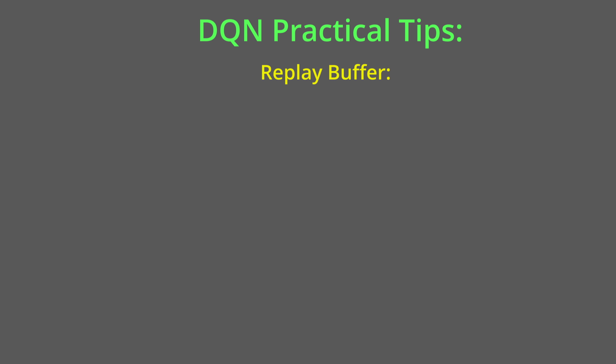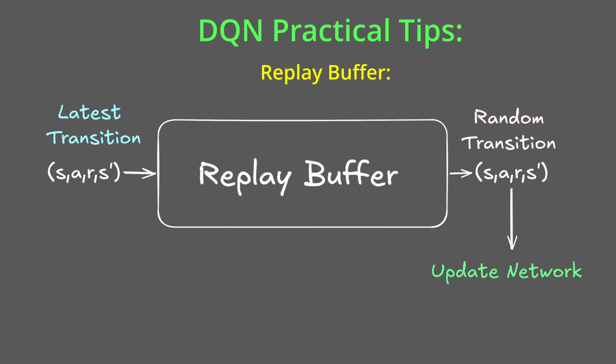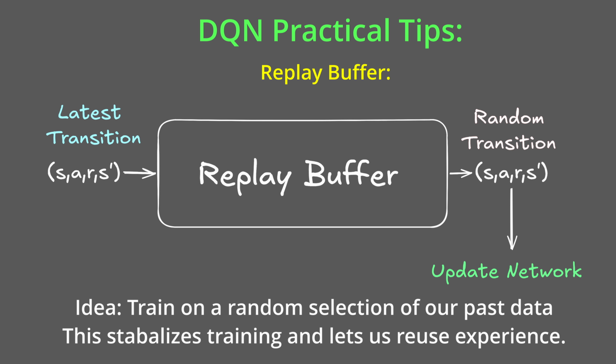Now for one of the most important tricks, the replay buffer. Every gameplay step gets saved into memory. But instead of training on only the newest experience, we randomly sample old experiences from this buffer. Think of it as training from old video data. This breaks up correlations in the training data and makes learning much more stable.